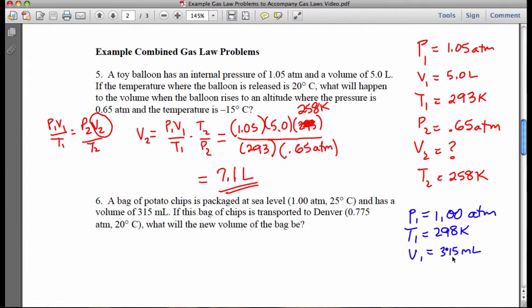Now you're allowed to stay in milliliters. Just remember that your new volume that you're looking for, because again the question here is what is the new volume, will be in milliliters, not liters, when you're finished. Okay, what's my next data? If this bag of potato chips is transported to Denver, where the pressure is 0.775 atmospheres, and the temperature is 20, what is the new volume?